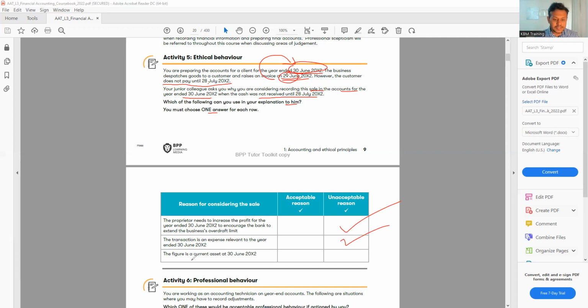The figure is a current asset at 30 June 2012. This is absolutely correct. In this period, it is my asset because I'm expecting some money from this customer in the near future. He buys something from me and he said he will pay later. So I'm absolutely happy with that. All right, let's move to the next one.